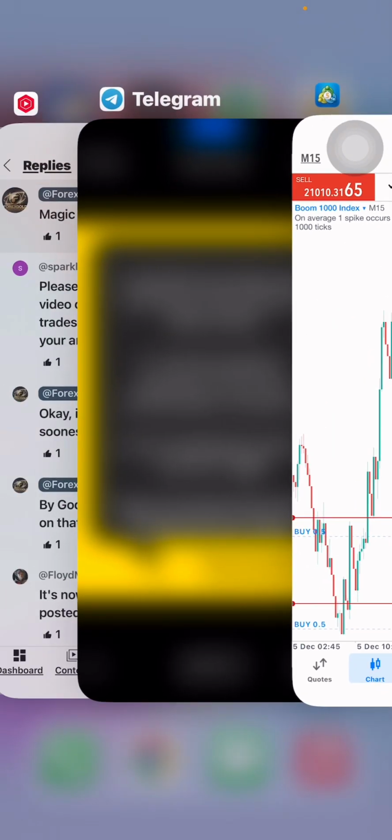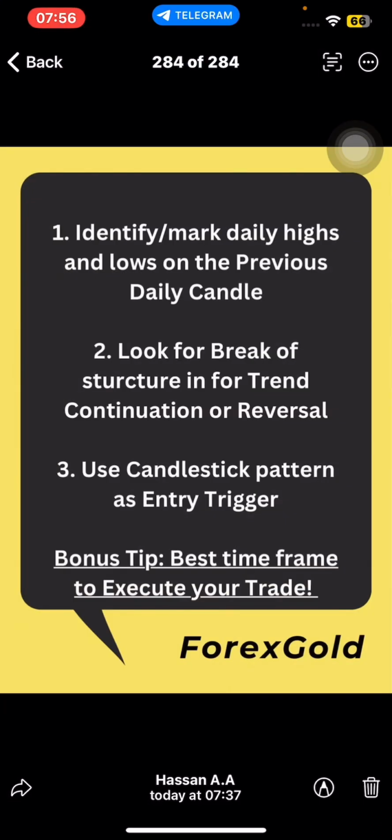Number 1, you are going to identify and mark the daily highs and the daily lows on the previous daily candle. Secondly, look for break of structure for trend continuation or a reversal. If we are in an uptrend, if price breaks above the daily highs, you'll continue going up. If price breaks below the daily low, you'll continue going down. And also, you are going to use candlestick pattern as your entry trigger.